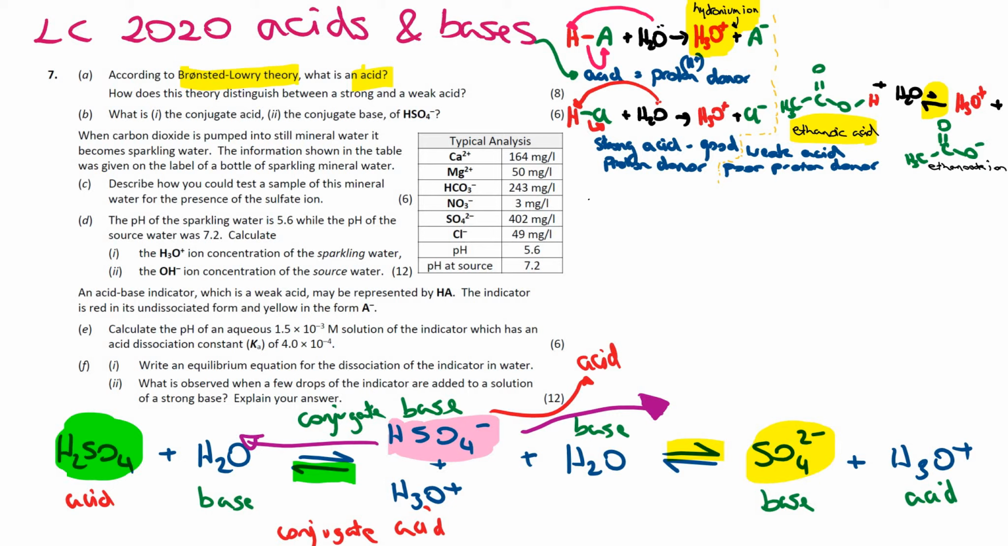Okay, so for B, the conjugate acid is going to be H2SO4, and the conjugate base is actually going to be SO4 2-. Because that can act in two ways. It can either go in the green direction to form H2SO4, or in the yellow direction to form SO4 2-, theoretically. Just going to tidy this up a bit.